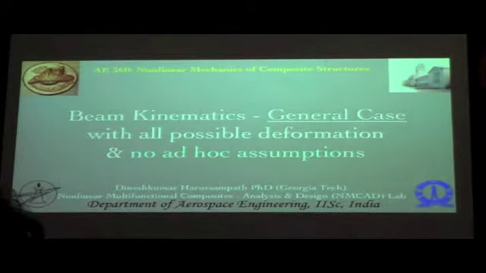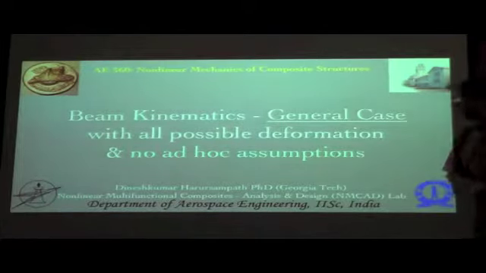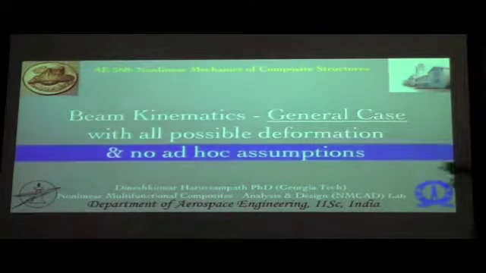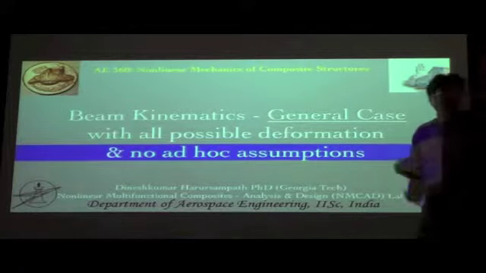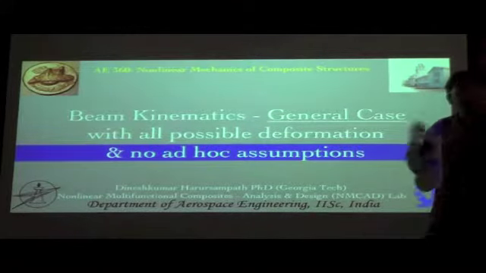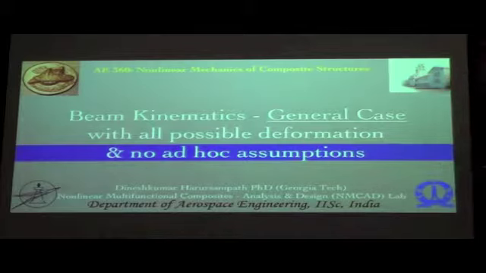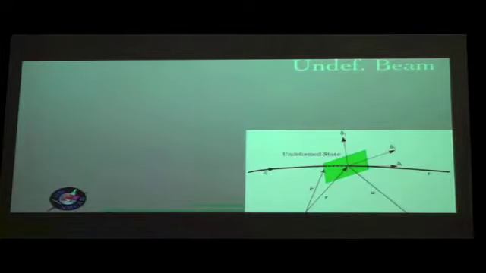So with this, we will conclude that example where we had certain ad hoc assumptions. So we'll remove those ad hoc assumptions in terms of the out of plane warping as well as the in plane warping, and then we'll be able to deal with all kinds of arbitrary deformations. So the undeformed beam geometry and the derivation of the covariant and contravariant basis vectors are pretty much the same as what we did last time, because there's no difference in that. So let's just rush through that.